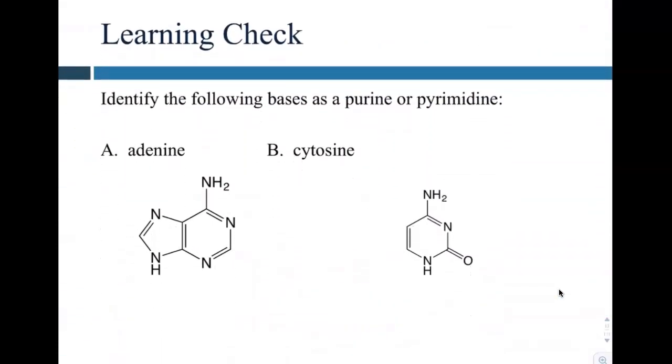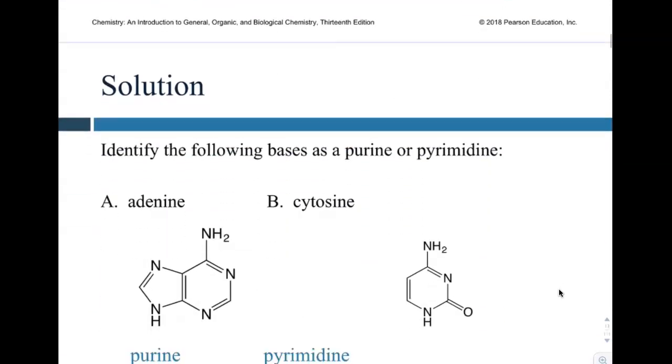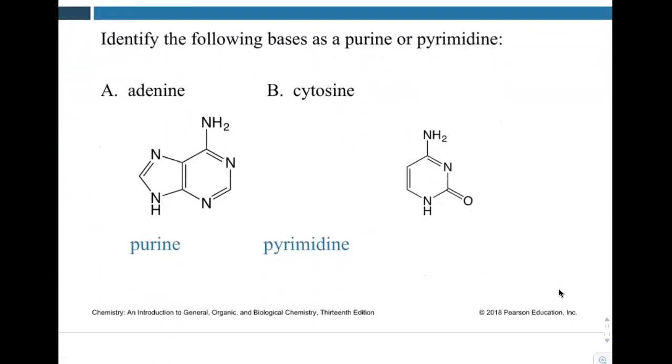So do a quick check and tell me whether or not these bases are purine or pyrimidines. Here are your answers. Remember, your purine is your fused 2 rings, and your pyrimidine is your 1 ring. And then you've got other stuff hanging off of it based on what kind of base it is, right?